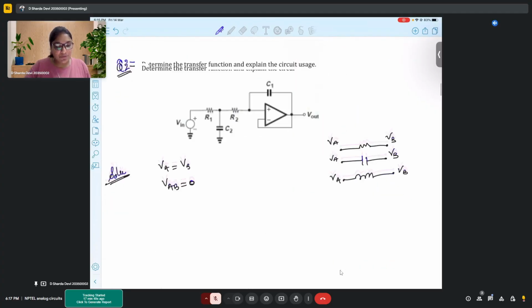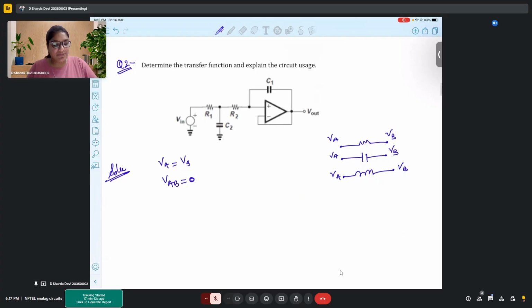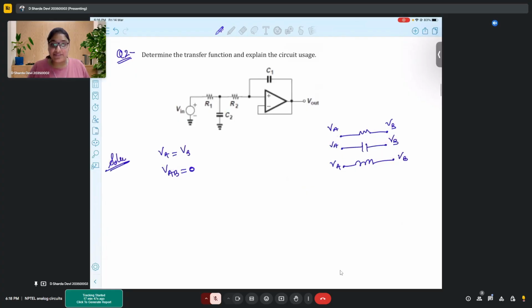Coming to the second problem, this is the second problem where we have to analyze the circuit to find out the transfer function and explain the circuit usage.